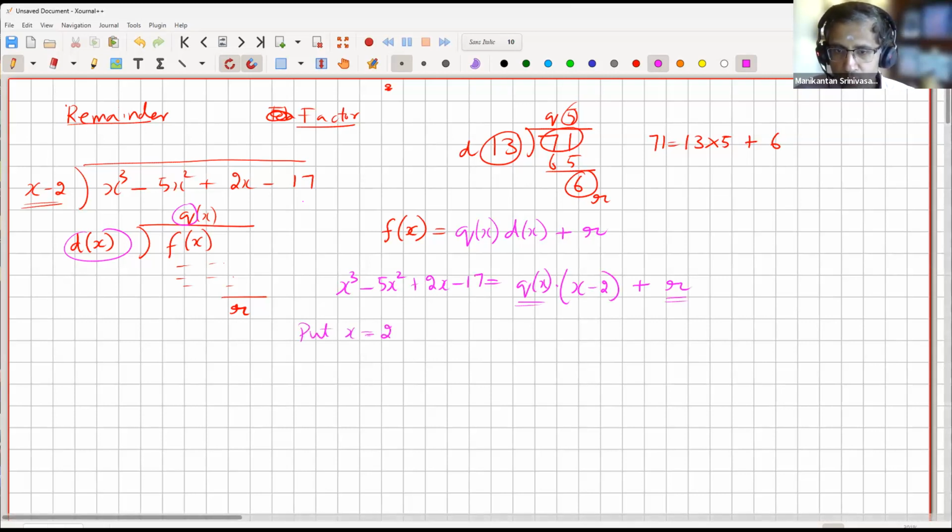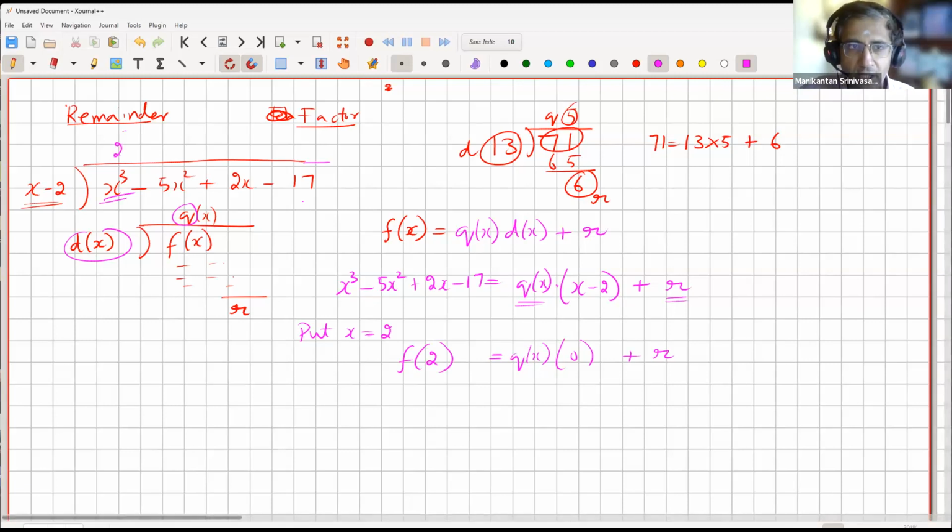If you put x equal to 2 in the left-hand side and right-hand side, we get q of x into 2 minus 2, which is 0, plus the remainder. In other words, the function evaluated at 2 is the remainder itself. So f of 2 is the remainder. In this case it's just a cubic, but just imagine it's a 5th order. Then there are a lot more terms, but if the game is only to find the remainder, it's very quick.